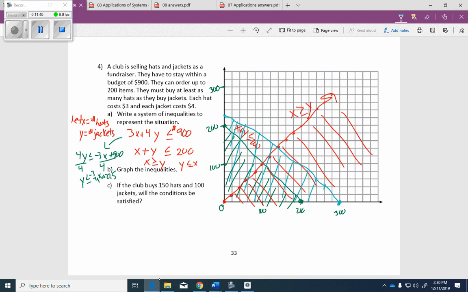Trying to find the overlap. I was lucky I got 3 different colors. I see red, green, and blue in this section over here. Right around here is my solution set. So if the club buys 150, right about here, and 100 right there, will the conditions be satisfied? And the answer is no. It's not in a shaded region.